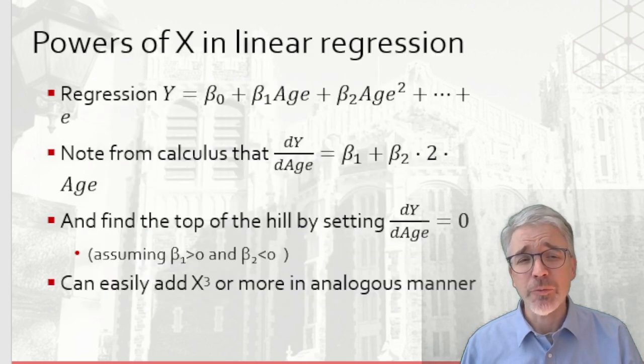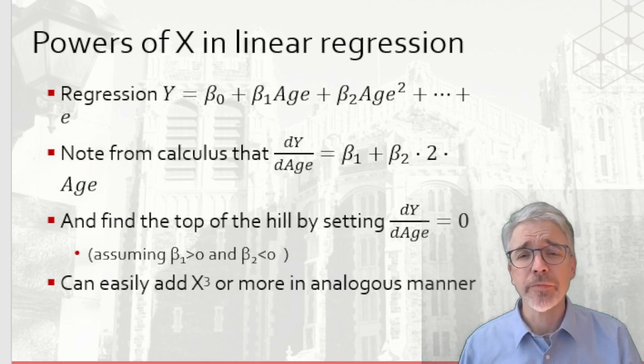I regress the y variable, income or cannabis use or whatever we're talking about, on beta naught plus beta 1 age plus beta 2 age squared, plus some other stuff, plus the error term. Remember from calculus, how do I take the derivative of y as age increases? Well, that's going to be beta 1 plus beta 2 times age. That's the first derivative of that parabola. Often, as in the case we showed, beta 1 is going to be positive, beta 2 negative.